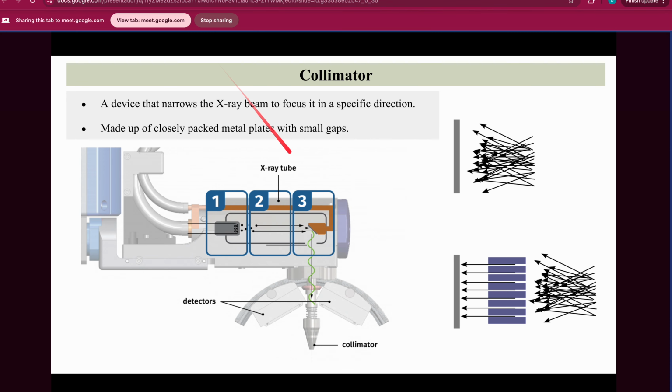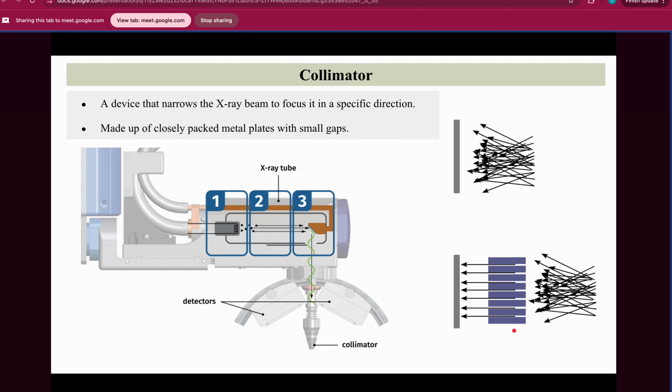Yeah, okay. So now we'll talk about the collimators. A collimator is also a device which narrows down the X-ray beam to focus it in a specific direction. Now, as we have generated the X-rays, they are not focused in one specific direction. So to do that, we provide this collimator, in which there are parallel metal plates which are closely packed, and there is only a small gap in between them.